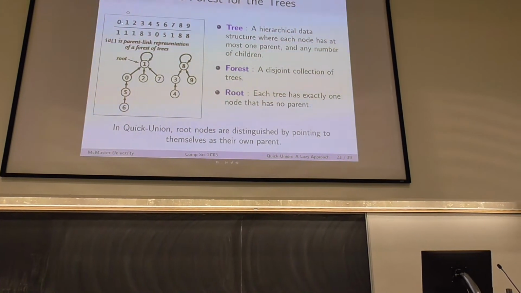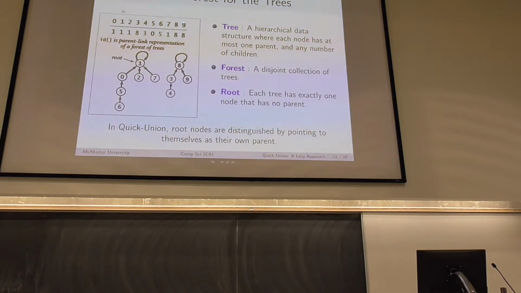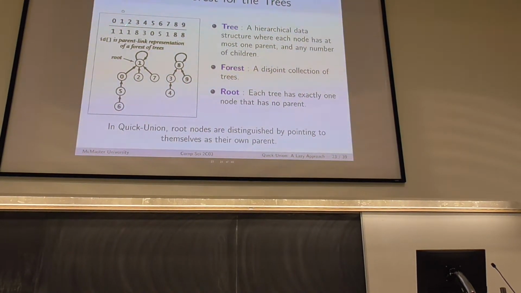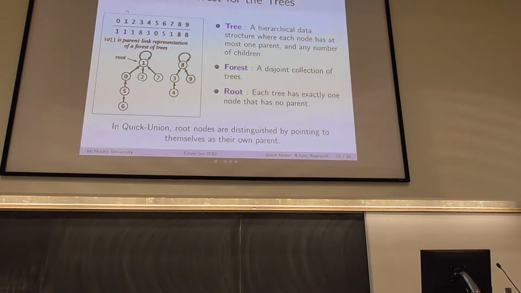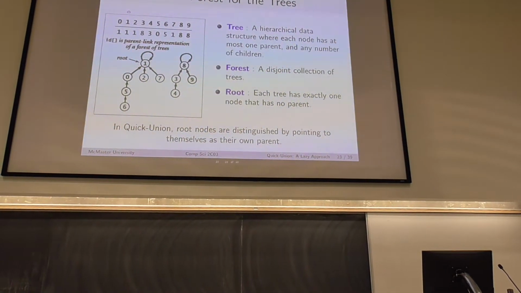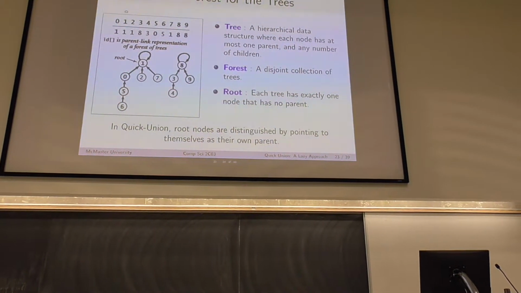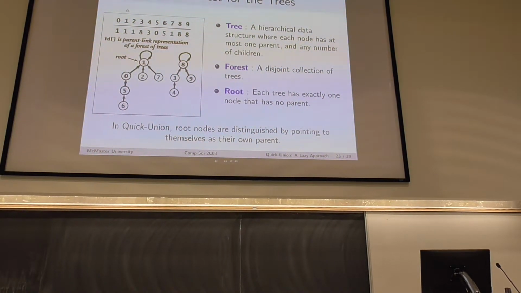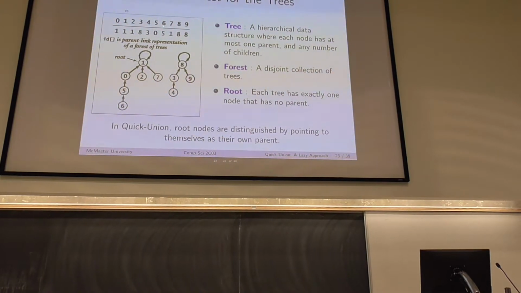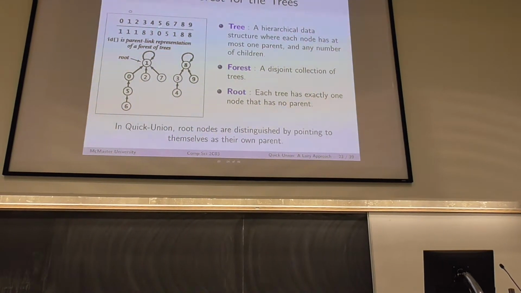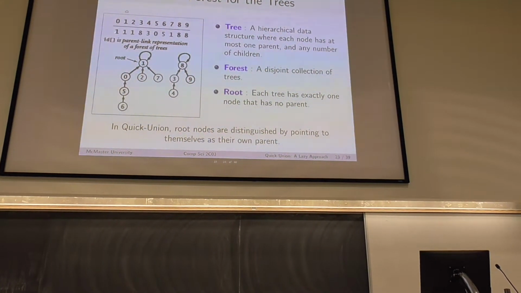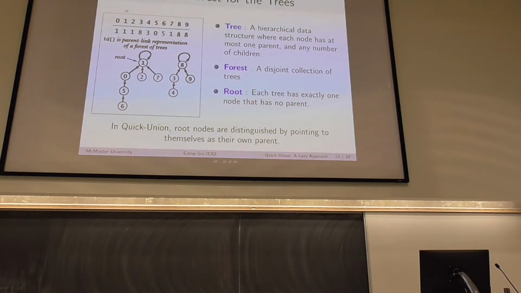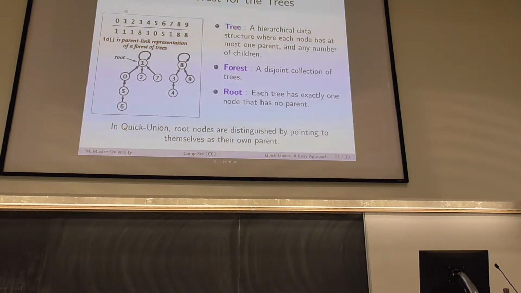So if we have the array indices 0 through 9, this is what a network containing two components would look like. These specific two components. You'll notice 6 is pointing to 5, 5 is pointing to 0, 0 is pointing to 1, 1 is pointing to itself. That's the root node.